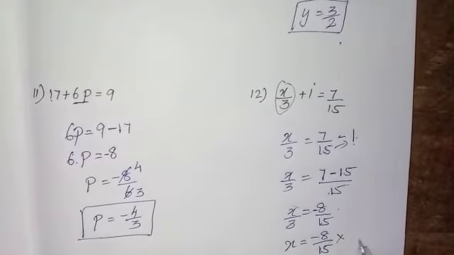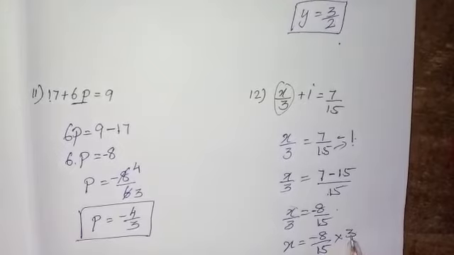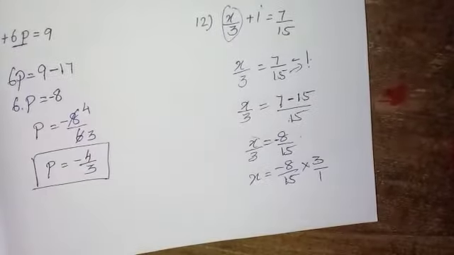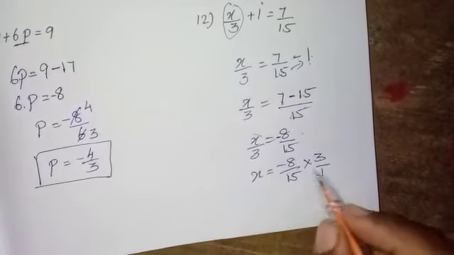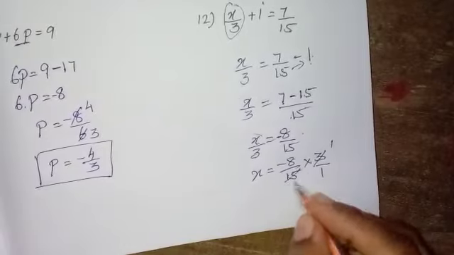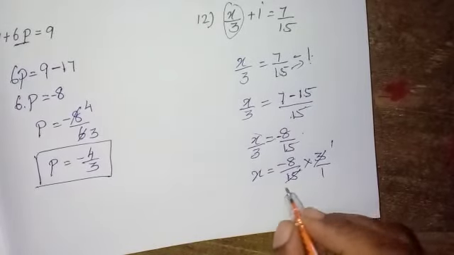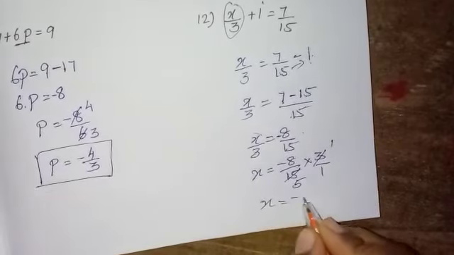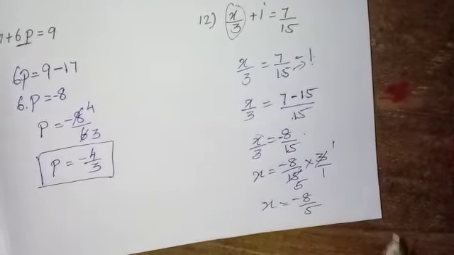It will be changed into multiplication. So 3 by 1, or 3, you will take it. So next you just cancel it. 3 15s, 1 3 is 3. 5 3s are 15. So the answer is minus 8 by 5.